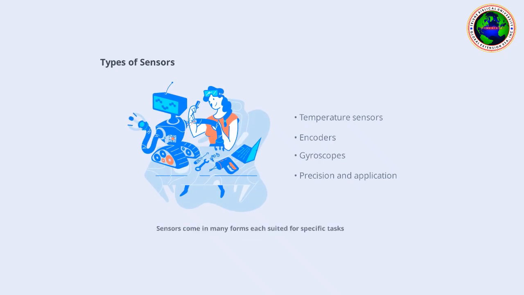Sensors come in many forms, each suited for specific tasks. Temperature sensors detect heat, encoders measure rotation or position, and gyroscopes sense angular movement. In robotics, you might find all three working together. For instance, a robot arm uses encoders to know its position, gyroscopes to maintain balance, and temperature sensors to prevent overheating.